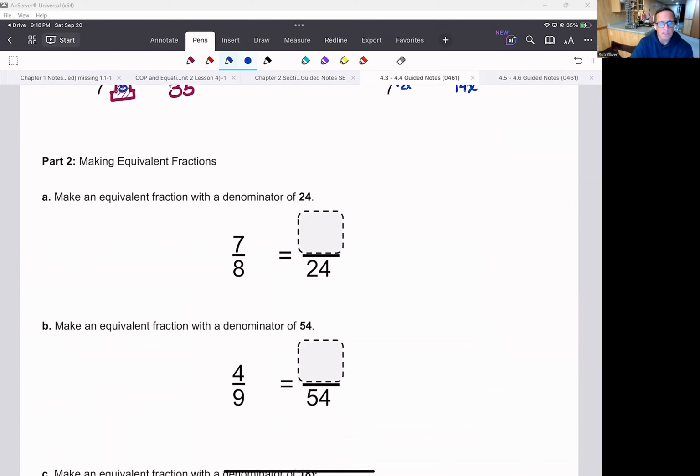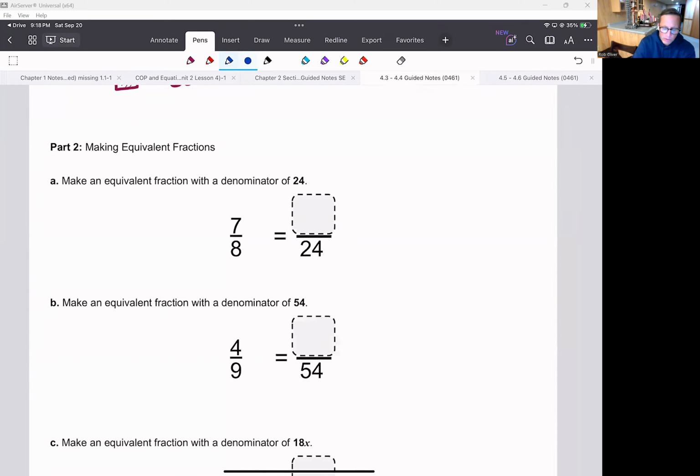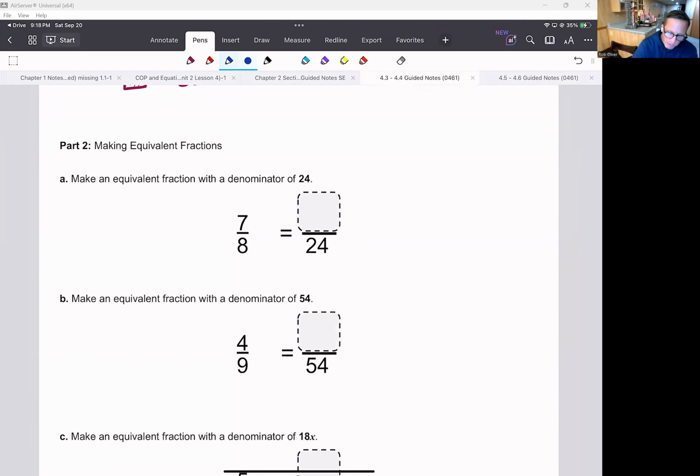Part 2, making equivalent fractions. Let's make equivalent fractions here with a denominator of 24, which is basically leading into when you add or subtract fractions, you have to change the fractions with a new denominator. And when you change things with a new denominator, you're going to have to change the numerator proportionally, okay? So what's going on here?